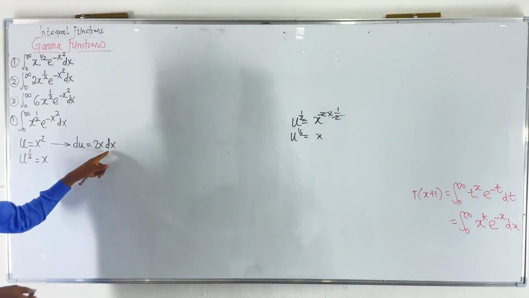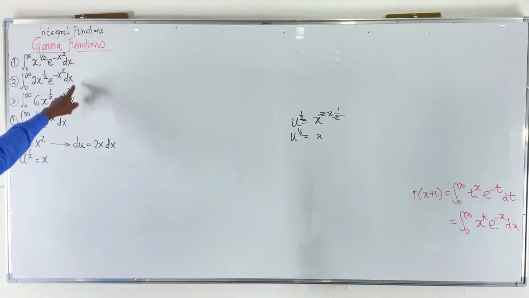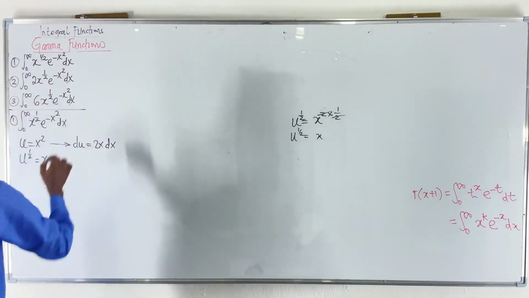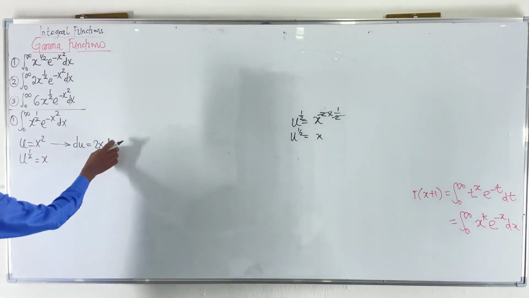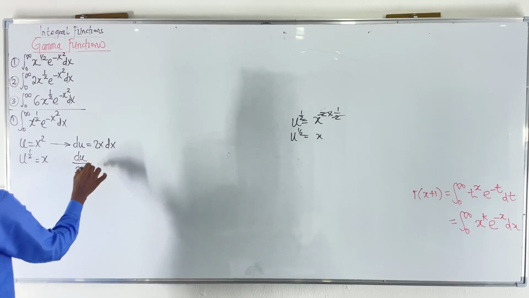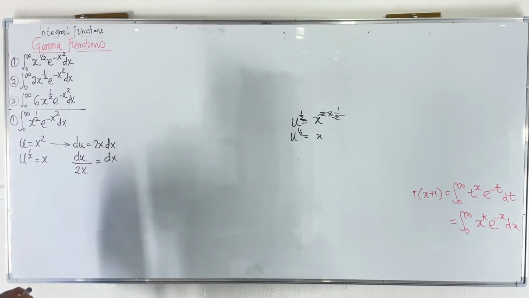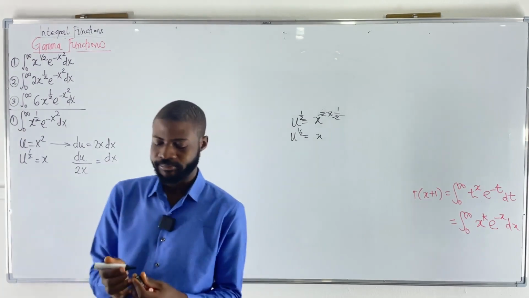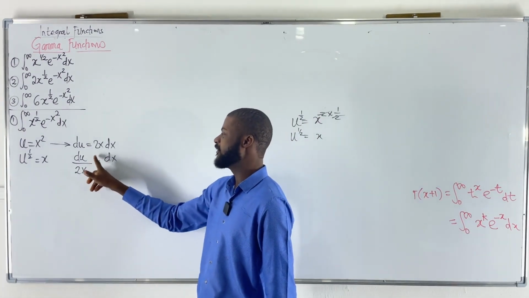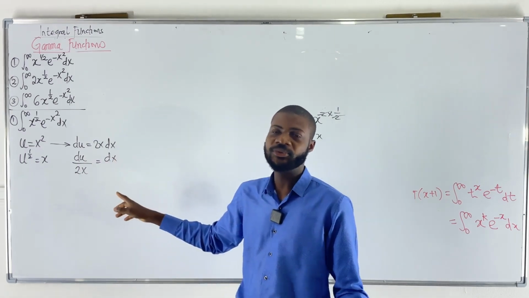Okay, now we're trying to make dx stand alone. So we're going to divide both sides by 2x. So this should be du divided by 2x equal to dx. Our main objective is to make sure that all of the x disappears and only the u remains.